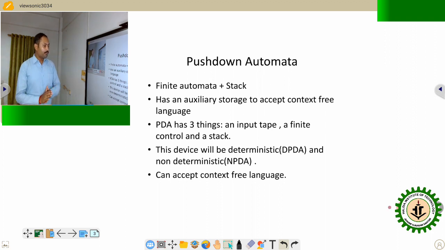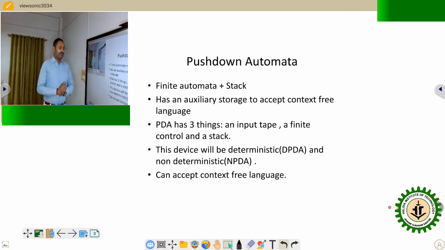Now the fourth point says that pushdown automata can be deterministic and also non-deterministic in nature. Point to be noted: non-deterministic pushdown automata are much more powerful than deterministic pushdown automata. And the last point says that the language which is accepted by pushdown automata is known as the context-free language.